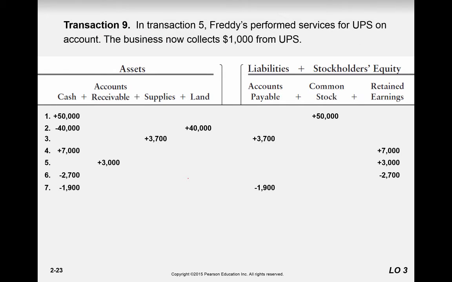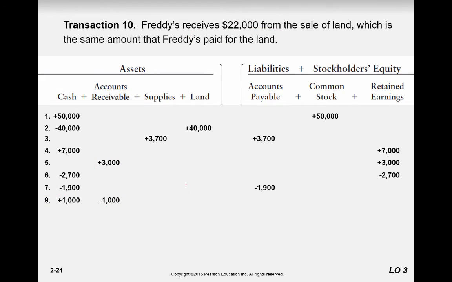In transaction 9, we perform services again for UPS, on account. Now we collect $1,000 from UPS. So you see here again, this is only 2 pieces of the equation, we're taking one asset, cash, which we received, and now we're reducing our accounts receivable because UPS owes us less money. So now their balance would be $2,000. They paid us $1,000 of that 3.